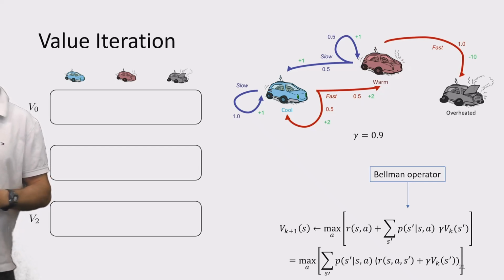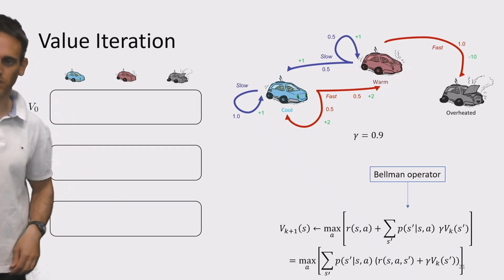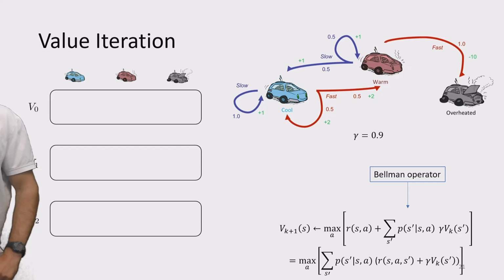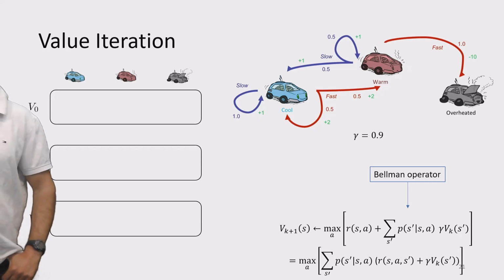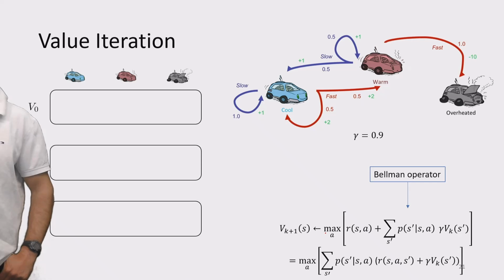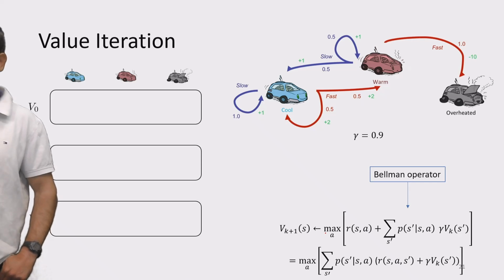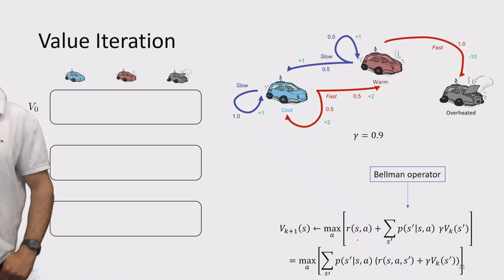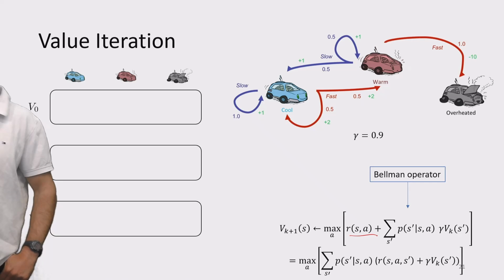So again, we will compute the state values in iteration. So this is V0, V1, V2, and so on. And we're going to use what's called the Bellman operator, the operator that we just discussed previously. We're going to update the state value according to the action that maximizes the state value, which is just the immediate rewards that we're going to see.